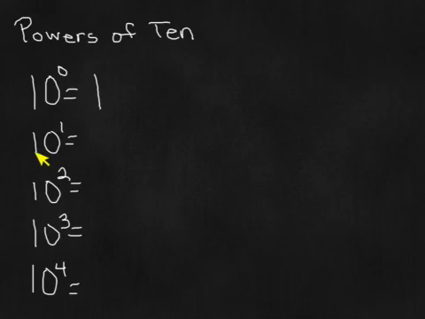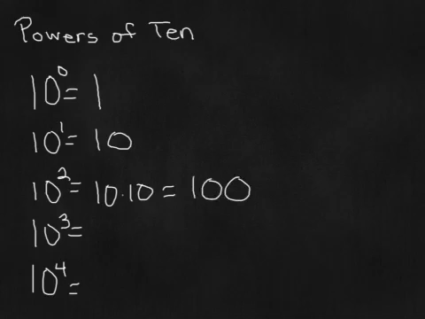Now, anything to the first power is that number. So 10 to the first power would give me 10, because I'm writing 10 down one time, and I'm not multiplying it times anything but the whole number 1. 10 to the second power is written out as 10 times 10, which we all know, we've known this since first grade. That equals 100.